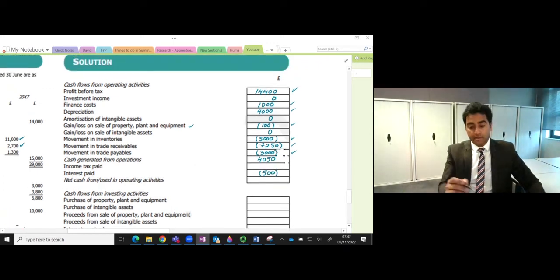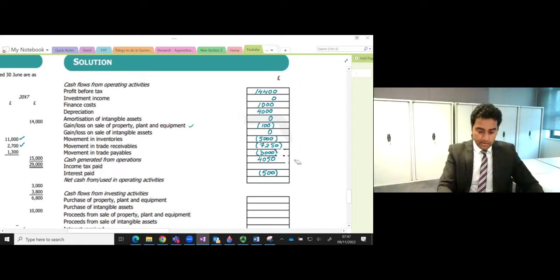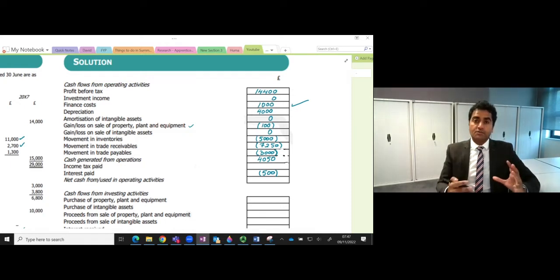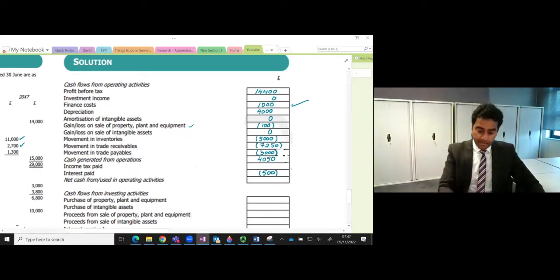Now I'm going to show you that previously I added back the finance cost over here. I added it back, 1,000, and now I'm subtracting the 500 because this is a cash flow statement, and I want to show how much cash outflow there has been. And you can see 500 is now being subtracted.